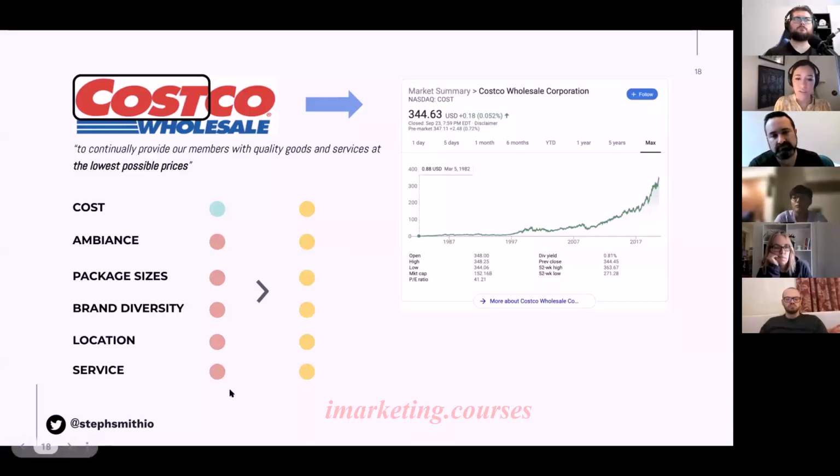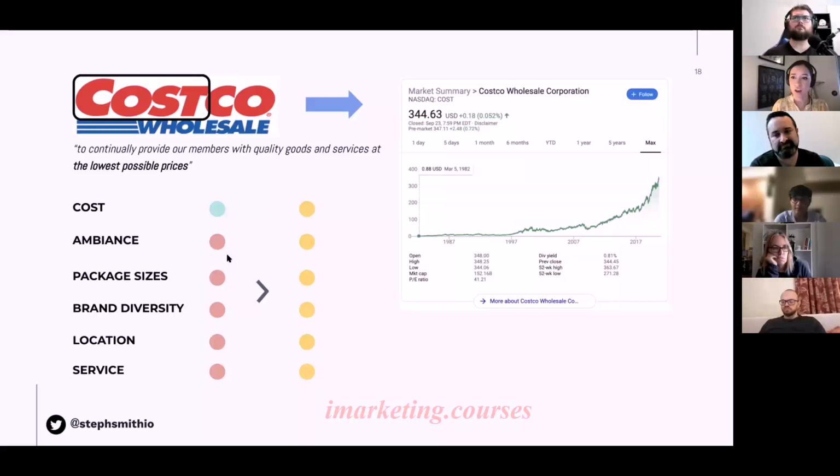What Costco is, they're pretty bad at many things, right? It's kind of a factory and they don't have much brand diversity because their package sizes are so big, so they don't have many SKUs. Because their stores are so big, there aren't many close locations. The ambiance isn't good. You can go down the list and say, yeah, Costco is pretty crappy at a lot of things, but they're amazing at one thing, right?